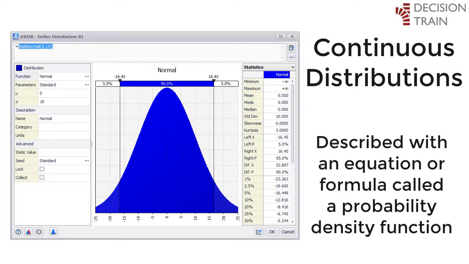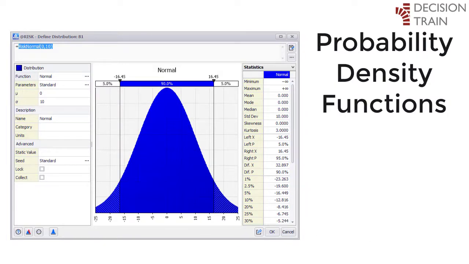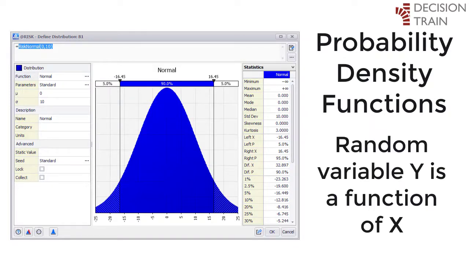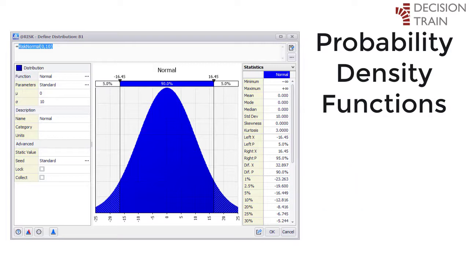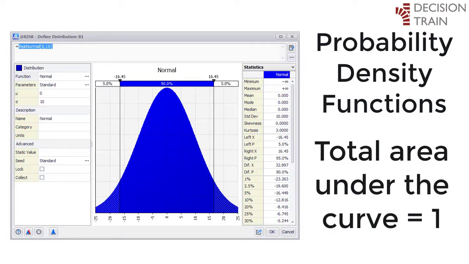The equation used to describe a continuous probability distribution is called a probability density function, or PDF. All probability density functions satisfy the following conditions. The random variable y is a function of x. The value of y is greater than or equal to 0 for all values of x. The total area under the curve of the function is equal to 1.